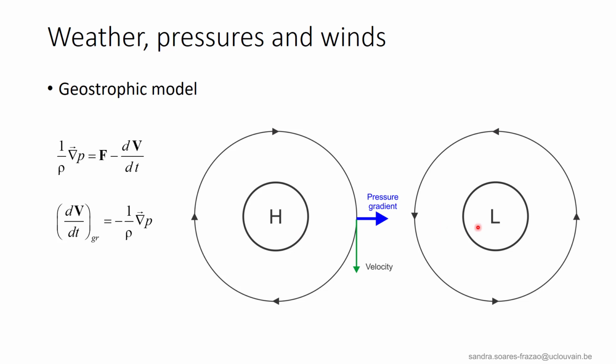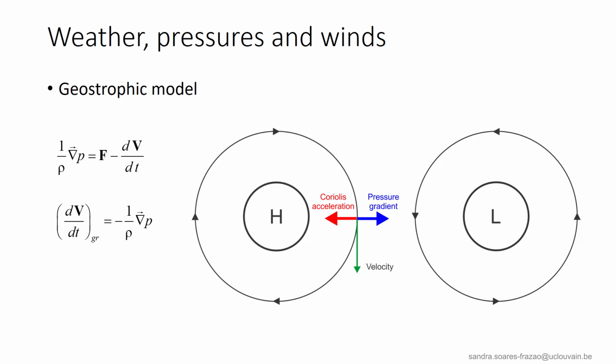The force due to the pressure gradient between high and low pressure and the resulting movement can be described by the Euler equations, where vector F represents the external forces per unit mass and dV/dt the fluid acceleration. If we consider a steady movement, the different components of acceleration must be in equilibrium. So the acceleration due to the pressure gradient can be written like this. Because of Earth's rotation, the wind will deviate towards the right in the North Hemisphere due to the Coriolis acceleration.